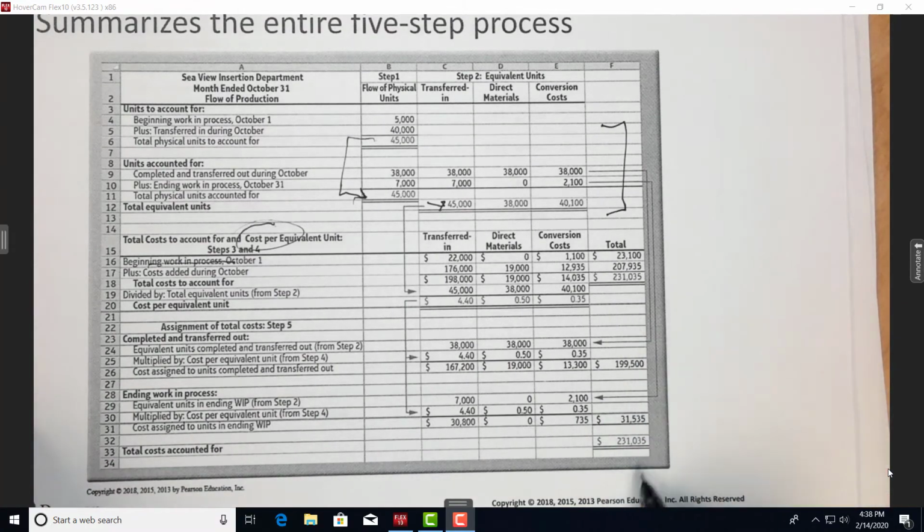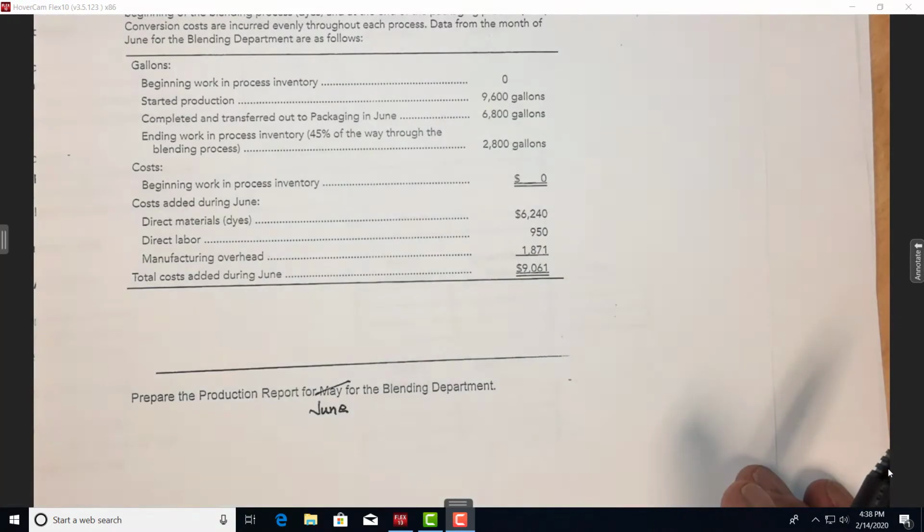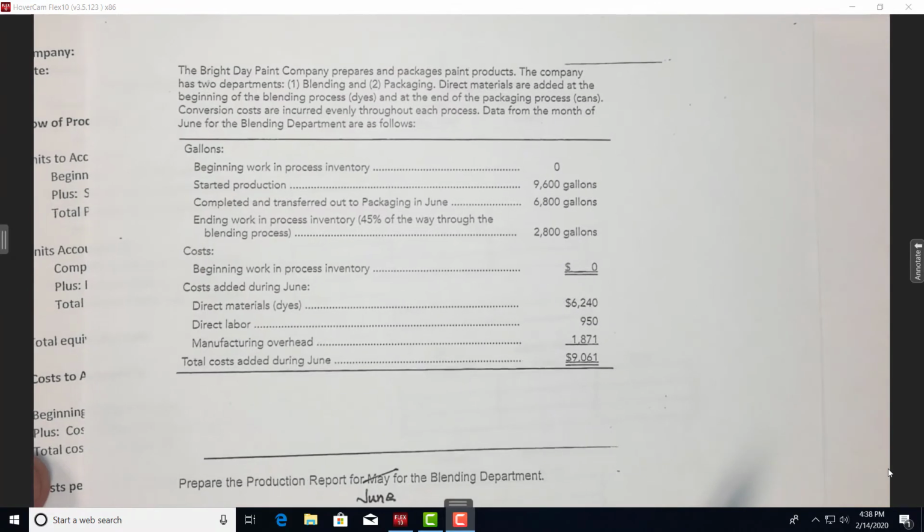Okay, we've gone through that. So let's do a problem. This is a problem that will be like one on your exam, and let's read what the problem says.